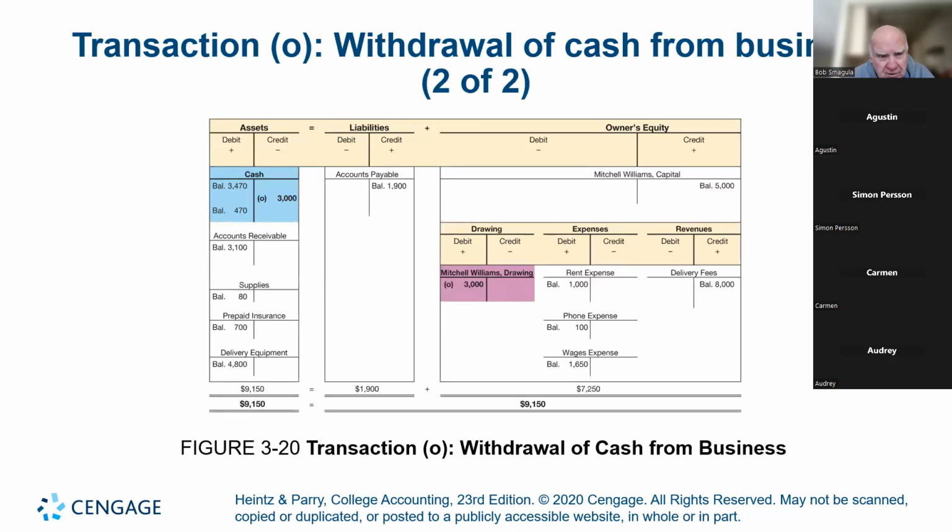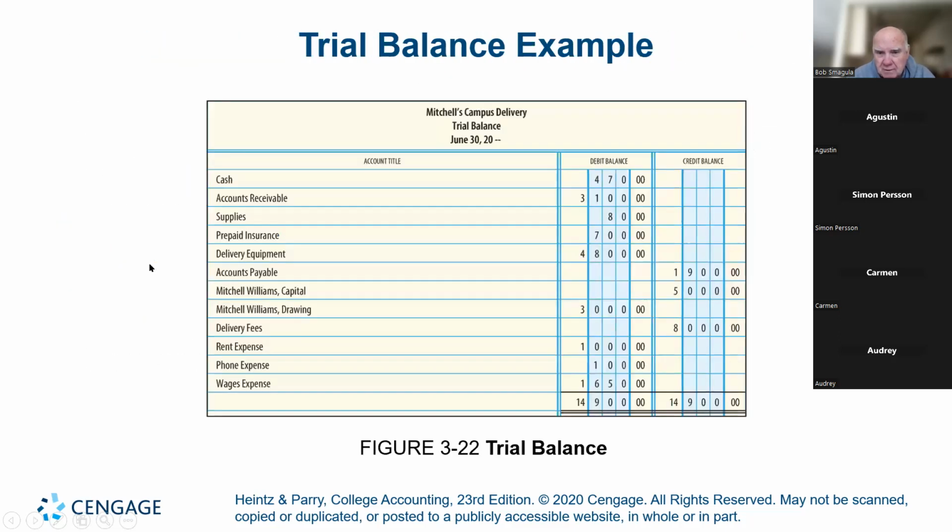Look, our cash balance at the end of the month was 470. Balance in accounts receivable, 3,100, etc. 470, 3,100, 80, 430. So that's where these balances came from. Now we're able to prepare the financial statements.